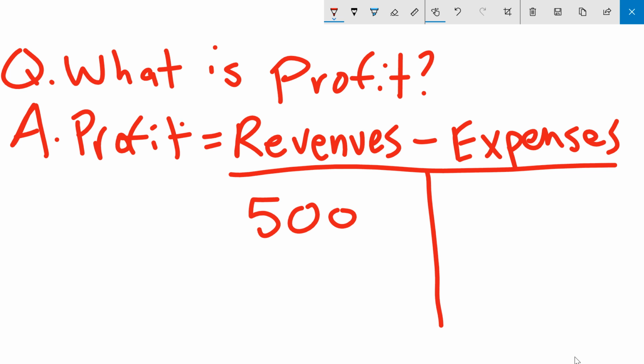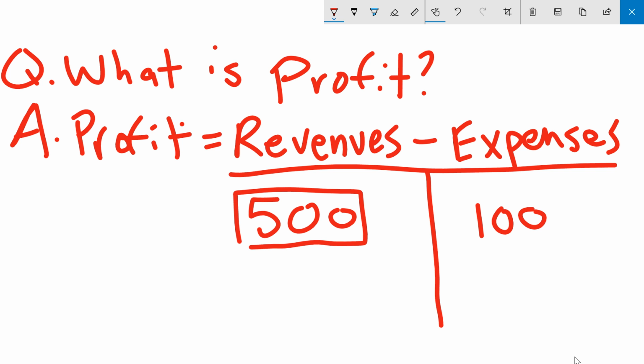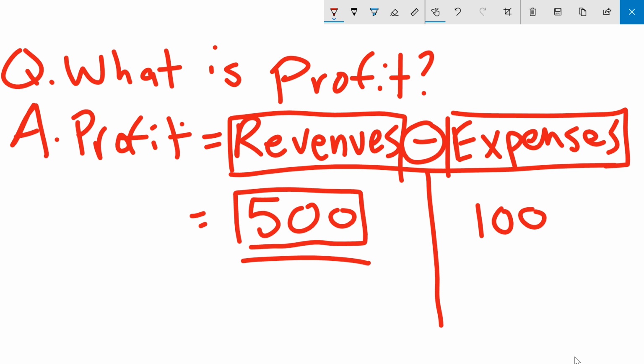So anytime you're running a business, your revenues is how much money is coming in. And in this case, we earned $500, right? But we don't get to keep that $500 because we have expenses, right? And so let's say the lemons and the cups and everything else was like $100, right? Well, in order to find our profit, we take our revenues minus our expenses, which means we take this $500 and subtract $100. Our profit is $400.